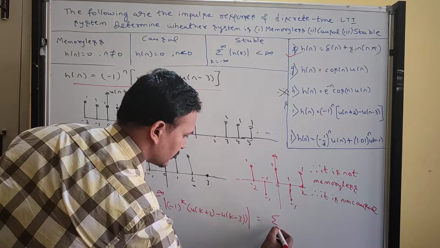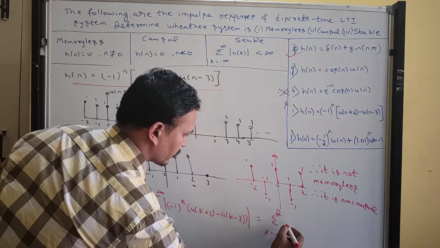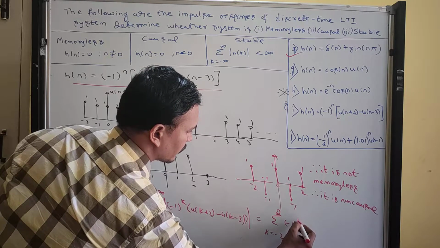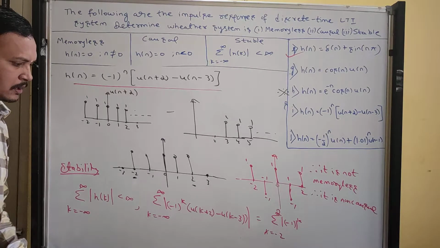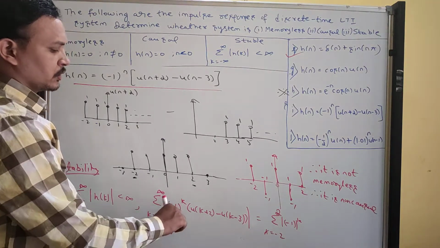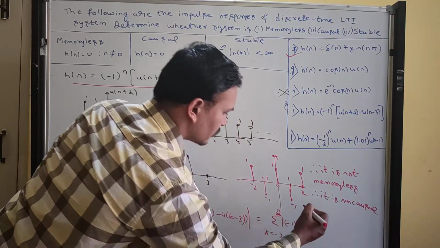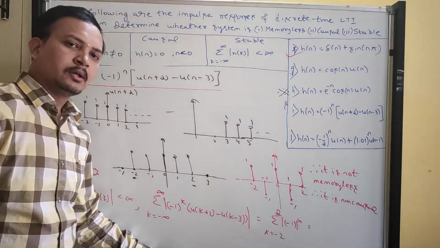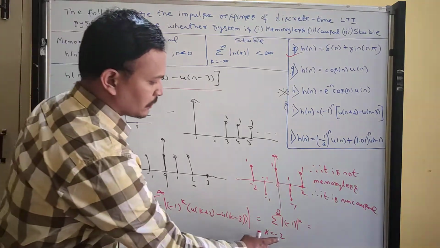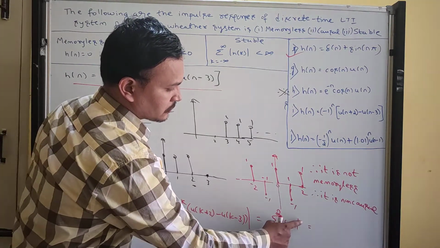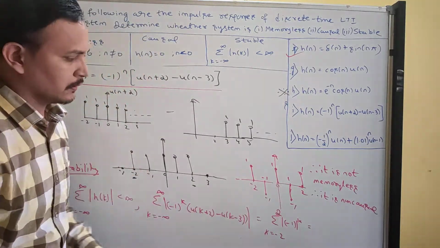Next I can write the limit k from -2 to 2 of |(-1)^k|. So this is what I got. Then you can apply the limit concept. Substitute the values of k: -2, -1, 0, and so on.